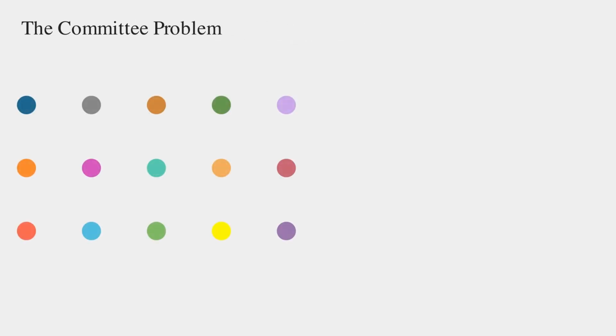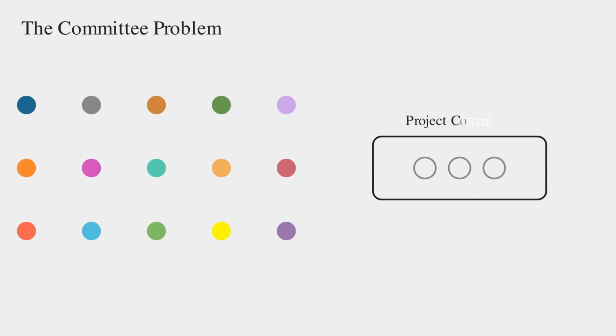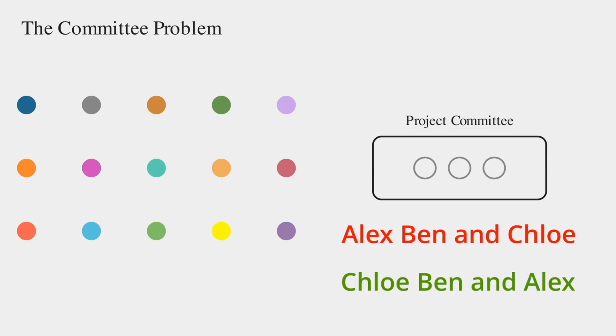A teacher needs to form a 3-person committee to organize a school event, and there are 15 student volunteers. The challenge is how many different groups or committees can be formed. This time, the order in which students are picked doesn't matter. A committee of Alex, Ben, and Chloe is exactly the same as a committee of Chloe, Ben, and Alex. This makes it a combination problem.